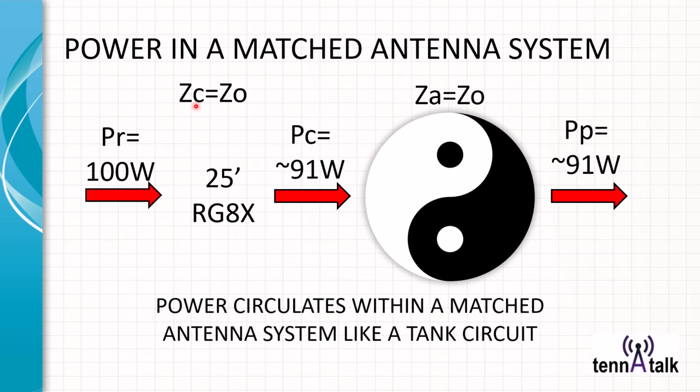Now, in a matched antenna system like that, I could feed it with 100 watts, run it through 25 feet of RG8X, which is a bit of a power sponge. I might lose 9 watts of it, but pretty much all of that will come out the other end in radiated power, propagated power. And the antenna impedance matches the characteristic impedance of 50 ohms, and the power circulates inside of this like a tank circuit, in a resonant tank circuit, all right here in one spot.